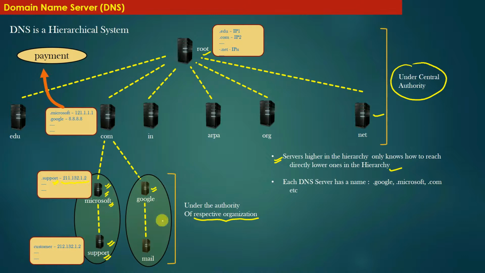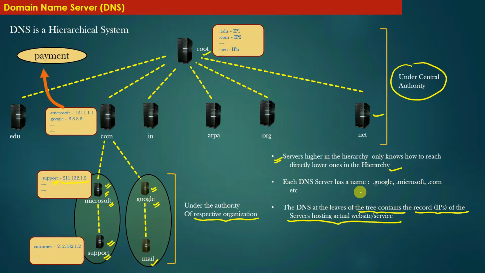The same is true with Google. That is, Google has also launched another subdomain DNS server called mail. So you can see how the DNS system is a highly hierarchical system by design. And coming to the last point, the DNS servers which are at the leaf of the DNS tree contain the IP address of the servers which actually provide the service. So you can see in this diagram that the DNS servers at the leaves of the DNS tree are the support DNS server and the mail DNS server.